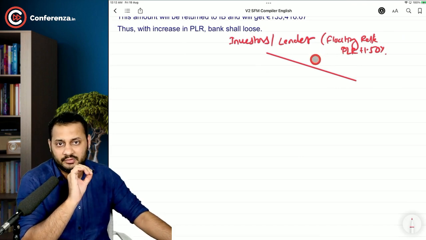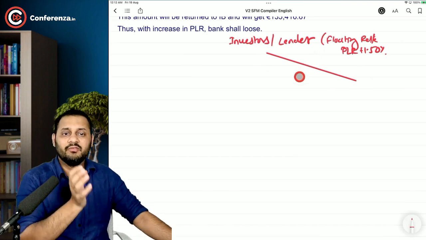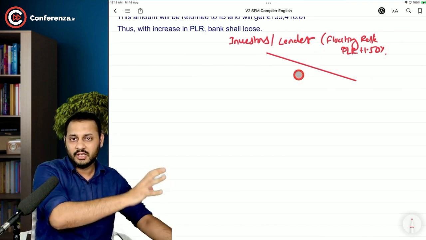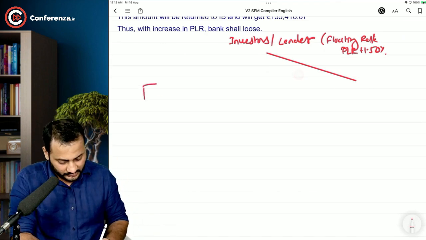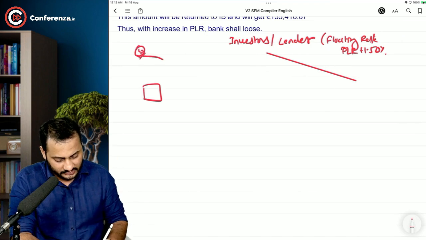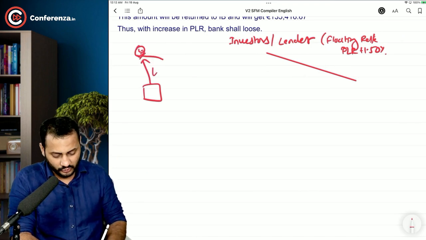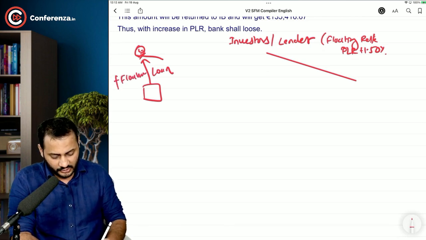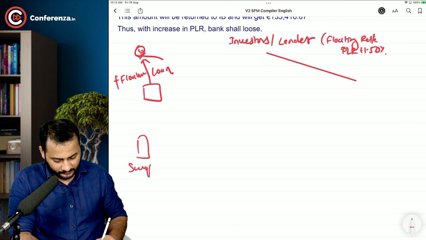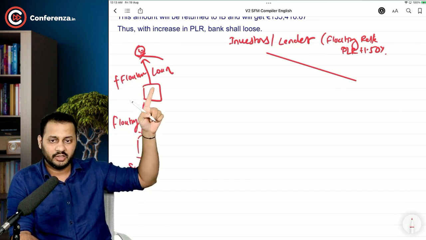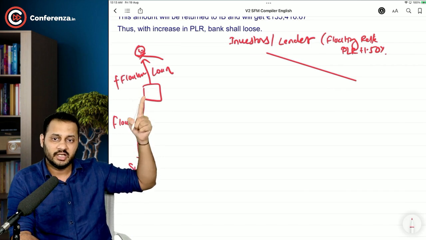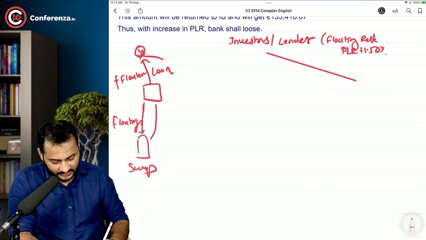Now, what will happen in swapping? In swapping, we will give the floating rate and receive the fixed rate. So, this is an investment bank. To them, we have given the loan, and we are receiving floating. So under the swap, what will happen? We will pay floating because we have received floating from them. We are the investor. We will receive interest, we will pay that to them, and we will receive fixed.